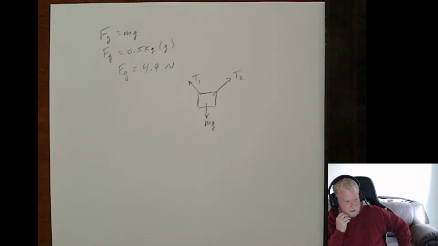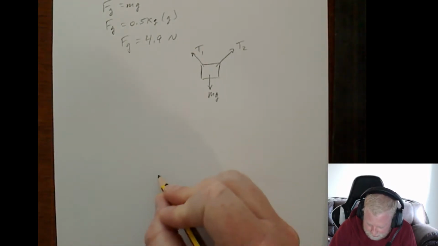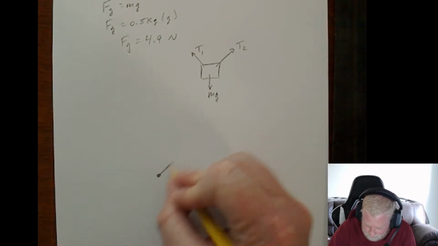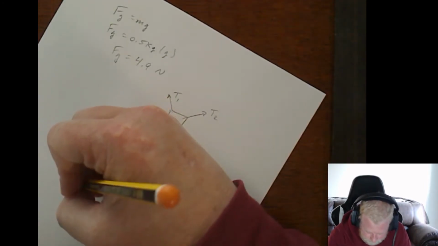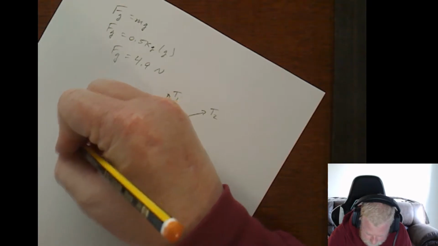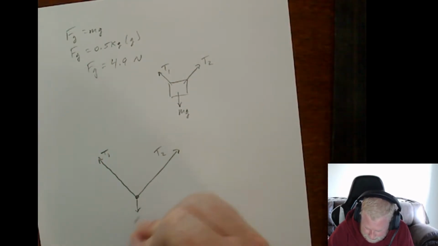Now the third thing, and the most difficult one, is they want us to find those two unknown tension forces. Now, in order to do this, let's go ahead and draw this picture much bigger. So this is T2. This is T1. And this is, oops, ignore that arrow, should keep going down. This is mg.